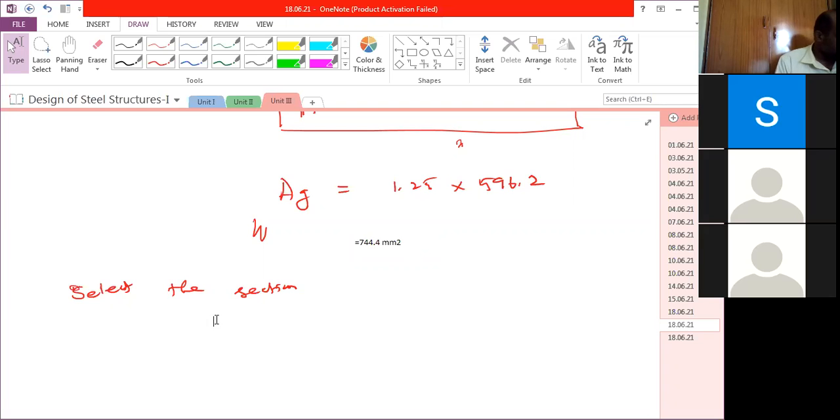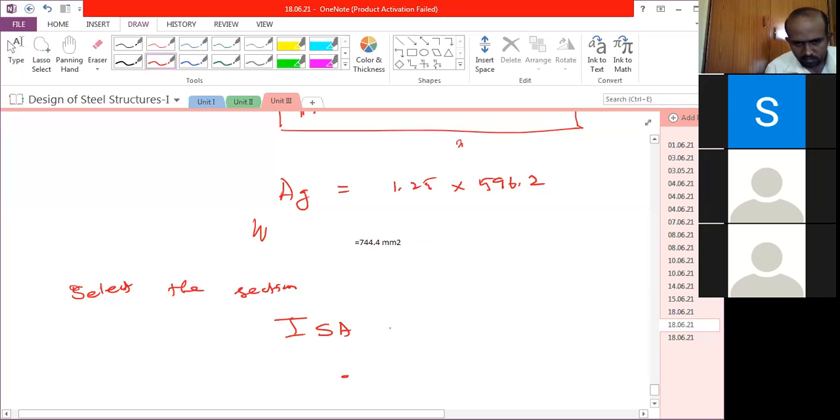ISA 150 by 75 by 8. So that section I am going to select. The area is 1742, so a little higher section only I am selecting. Already 150 by 75 we are using, so instead of 10, I am selecting only 8. So this ISA is selected for the leg angle.